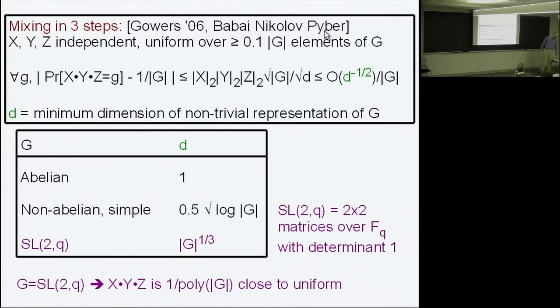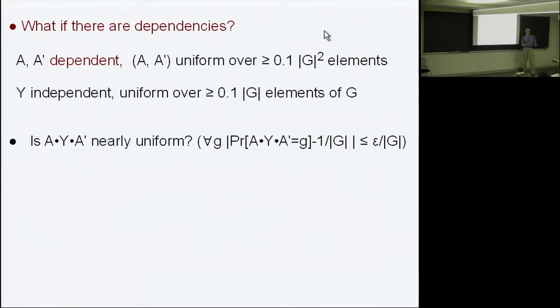Our work really starts with the question: what happens if you have dependencies in the distributions? It seems a much harder setting. So let's look at that. You still have three distributions, A, Y, A prime. But they have this property: A and A prime are sampled jointly. A prime can depend on A, but together they are uniform over a large fraction of the pairs. They are uniform over a 0.1 fraction of the pairs of the group, so they have enough entropy. And Y is independent from the A's. So the first and the third are sampled jointly, and the middle one is independent, and they all have high entropy. Do you get mixing in this setting? And the answer is no.